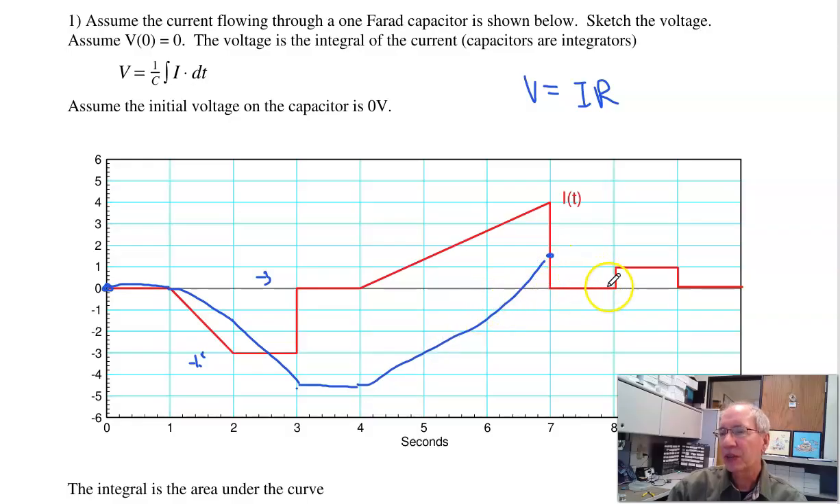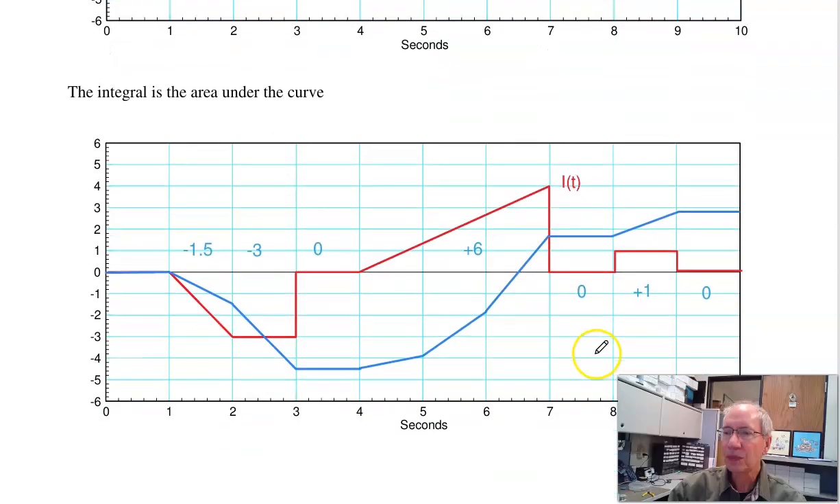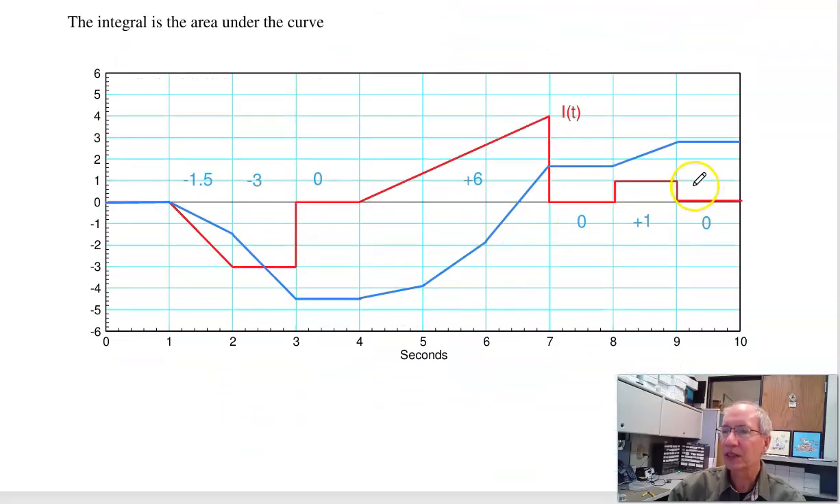I integrate 0. Integral 0 is an integration constant. It will remember what the voltage is, the charge on it, and stay at 1.5 volts. I'll add another plus 1. Goes up 1, and then stays there. So there's the voltage. And that's roughly what voltage will look like as you integrate it.